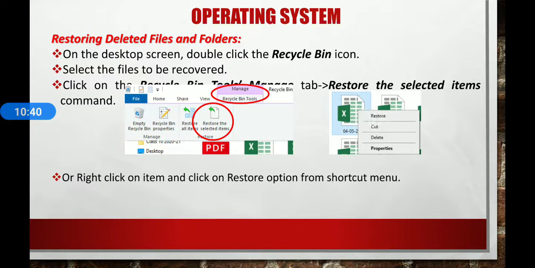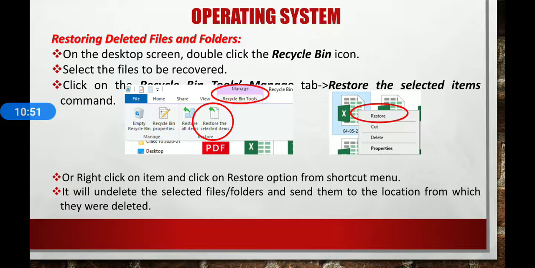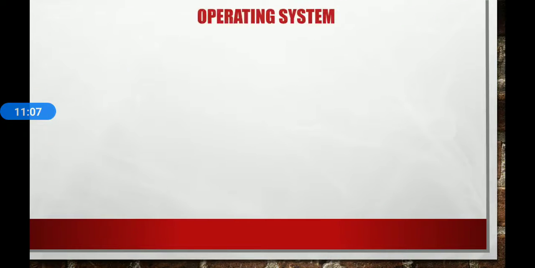Or right click on item and select the Restore option from shortcut menu. It will undelete the selected files or folders and send them to the location from which they were deleted. So by using these steps, you can restore your files or folders from recycle bin.